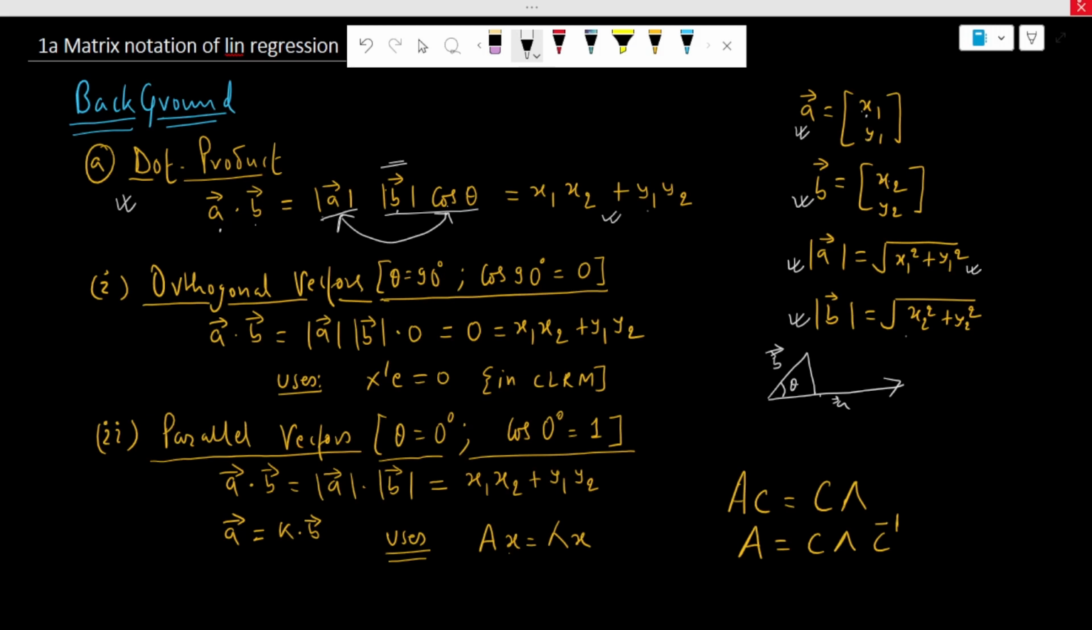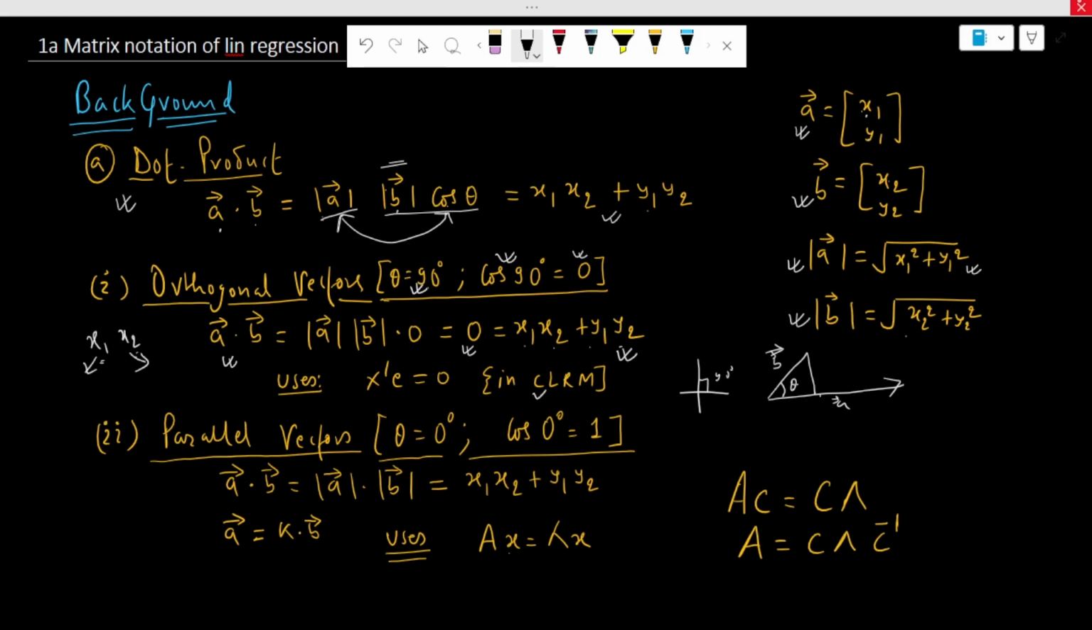If theta is equal to 90 degrees, the vectors are orthogonal, that is the angle between them is 90 degrees, and in that case the value of cos 90 degrees is equal to 0. Therefore the dot product of vectors A and B is equal to 0, so x1 into x2 plus y1 into y2 is equal to 0. This property is useful to identify whether two variables or vectors are orthogonal: if their dot product is equal to 0, we call the two vectors or variables orthogonal.